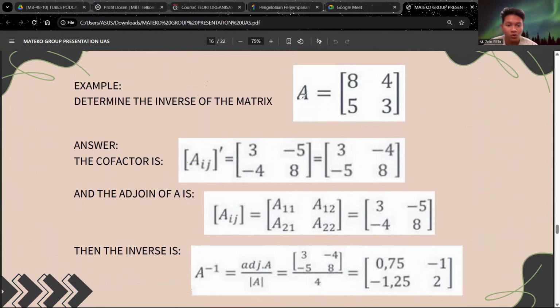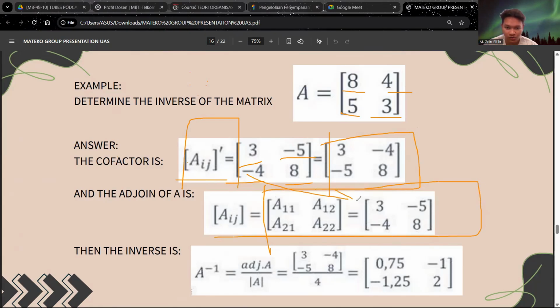Example. Determine the inverse of the matrix. We have A equal to 8, 4, 5, 3. So the answer, the cofactor is like this. We go directly to the result: 3, minus 5, minus 4, and 8. So we have this cofactor. Then the adjoint of A is, we must include here, like that. So we have here to here, like this.